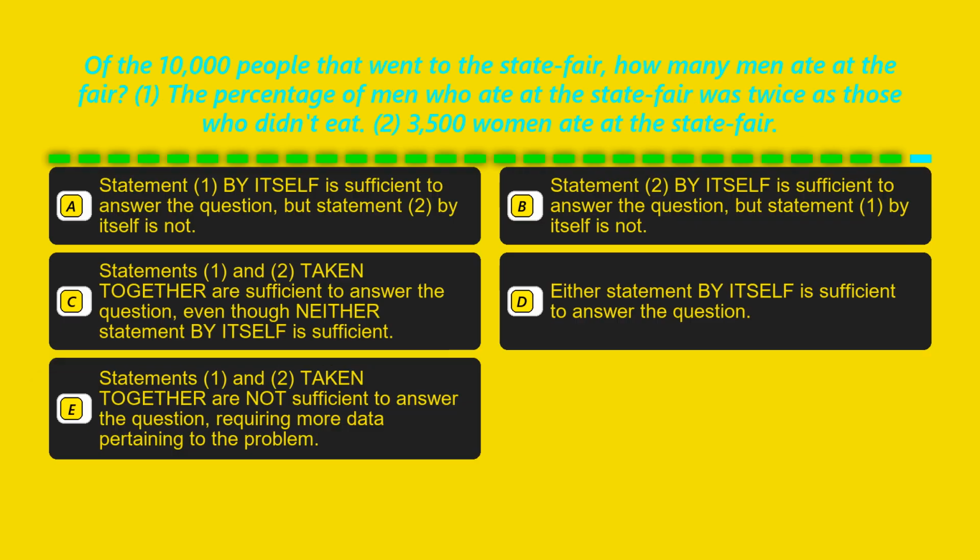Question 13. Of the 10,000 people that went to the state fair, how many men ate at the fair? 1. The percentage of men who ate at the state fair was twice as those who didn't eat. 2. 3,500 women ate at the state fair.